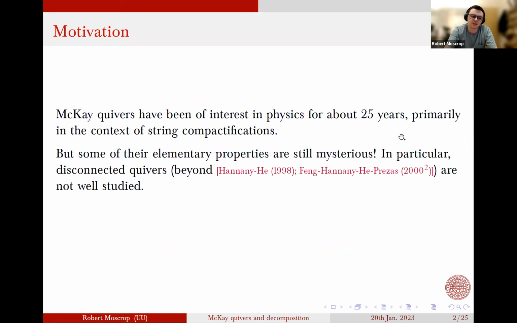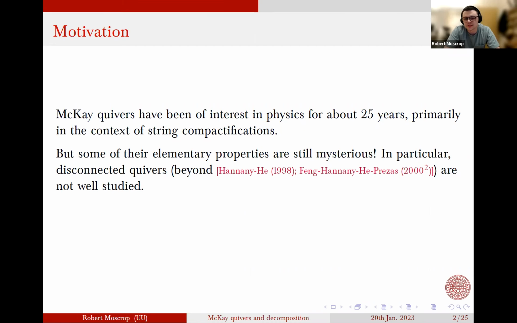Without getting into any heavy stuff, McKay quivers have been of use in physics for about 25, 30 years now. This is primarily in the context of string compactification applications, brane box models, but more recently also in terms of these BPS quivers and their relation with higher form symmetries. So it's widely used in physics, but some of the really basic properties of these quivers are poorly studied or a little unknown. An example that I won't cover today, but an illustrative one, is the automorphism groups of these quivers. Is there a relation between those and the automorphism groups of the finite group you make them from?